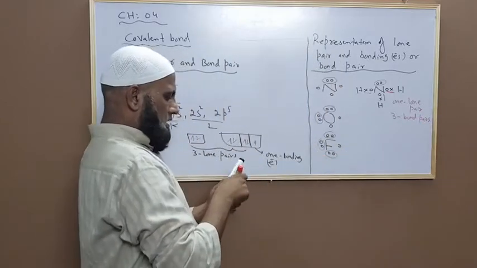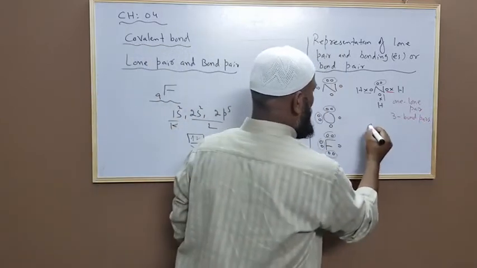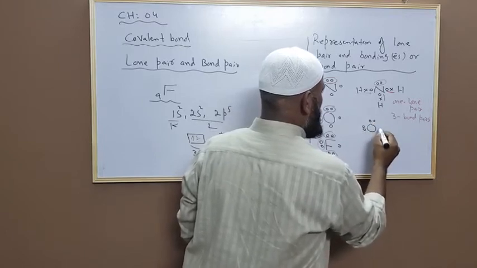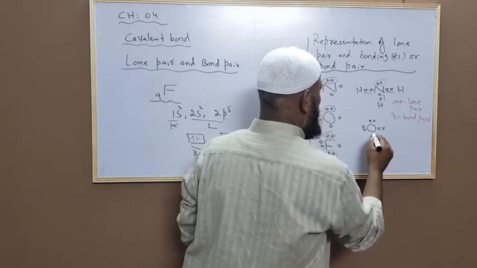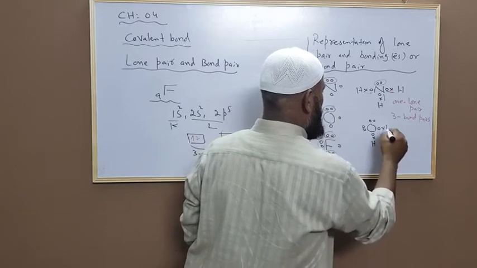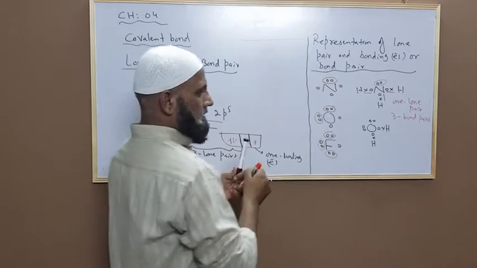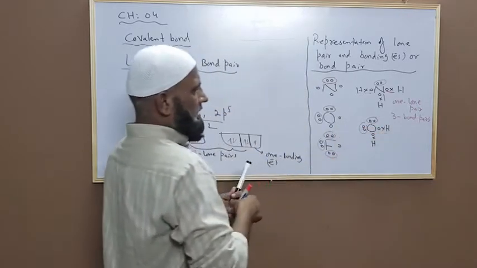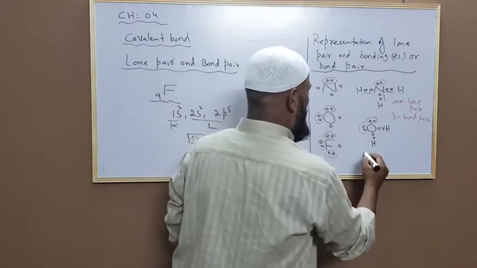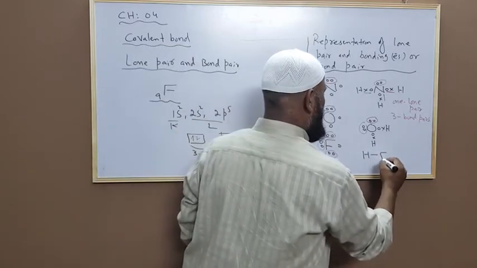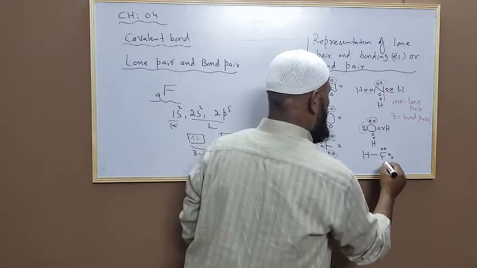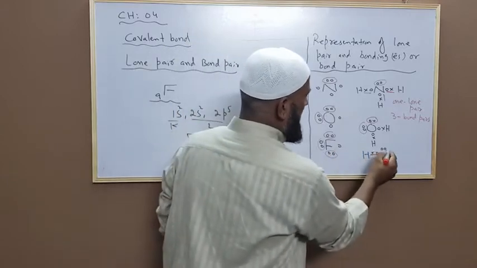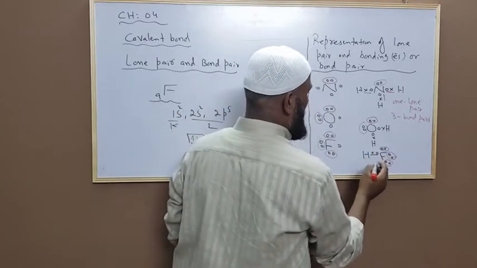In case of water, you can see there are again 2 lone pairs and 2 bond pairs. In case of hydrofluoric acid or HF, there are three lone pairs and one bond pair.